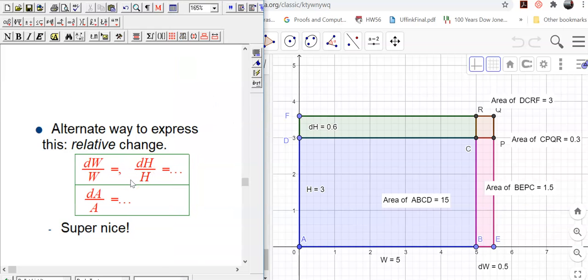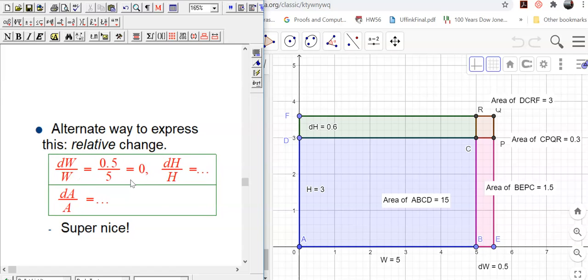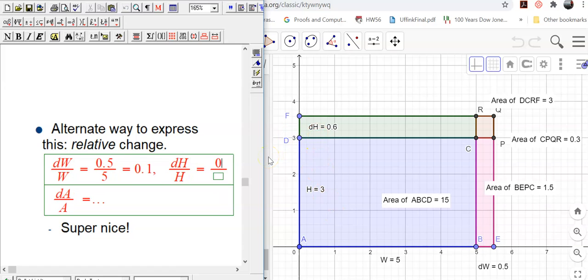Here, if I look at what would be called the relative change in W, which is just like percentage error, things you've seen before, dW over W in this case is 0.5 over 5. That's 1/10, 10%. I'm just going to write it as 0.1. Okay. dH over H, by what proportion or percentage, relatively speaking, how much did that change? Well, in the example I have set up here, 0.6 over 3, which is 0.2. And I don't have quite enough room.